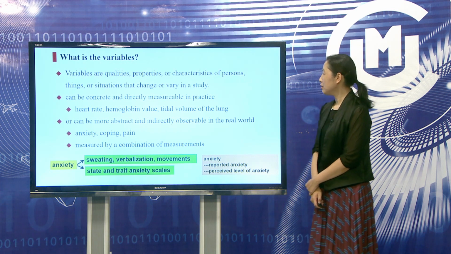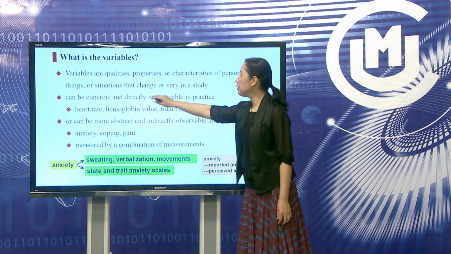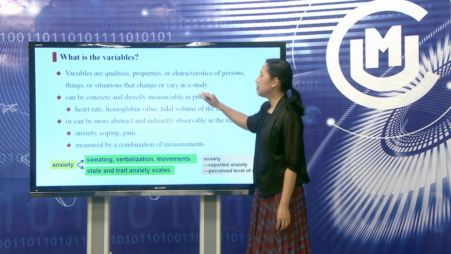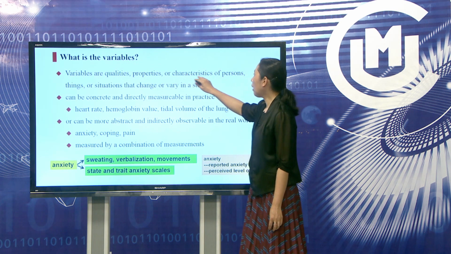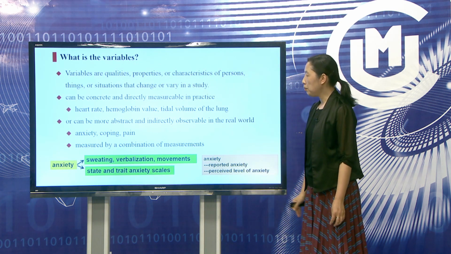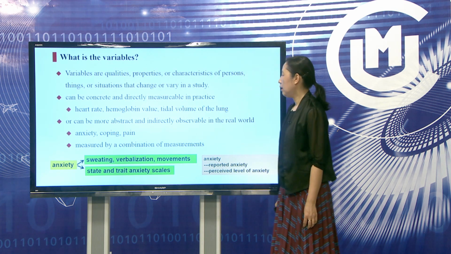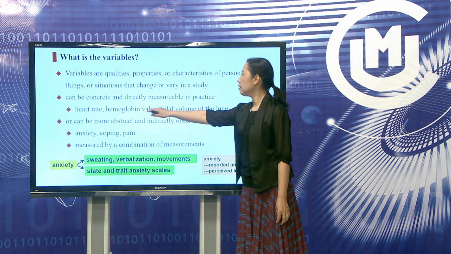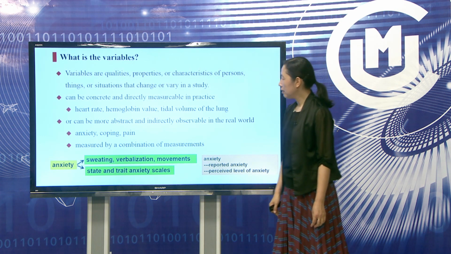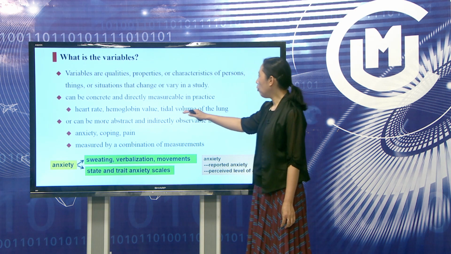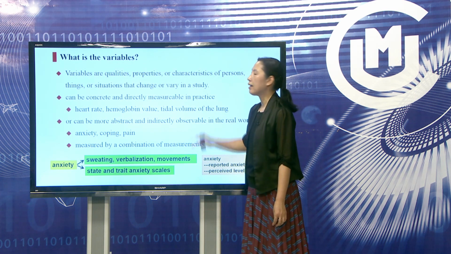Variables are qualities, properties, or characteristics of persons, things, or situations that change or vary in a study. So we call them variables. They should be concrete and directly measurable in practice. Usually, such as the variables in nursing research, for example, heart rate, hemoglobin value, tidal volume of the lung, they are all concrete and can be directly measurable in practice.